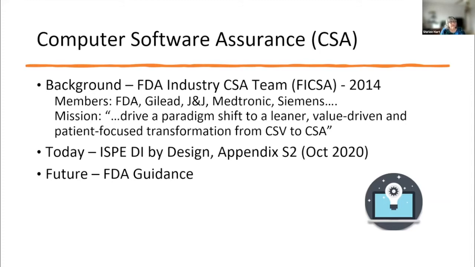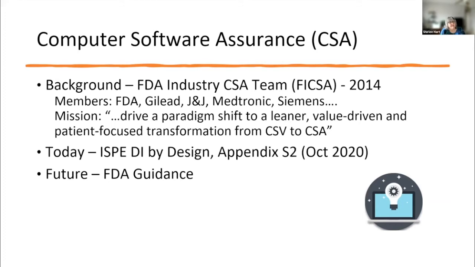So computer software assurance, it's a new term that's been floating around probably for a couple of years now. It did recently come out in the ISPE Data Integrity by Design. It's in Appendix S2, as you can see here. But the background of it is it came out of the FDA Industry CSA team, which is FICSA.